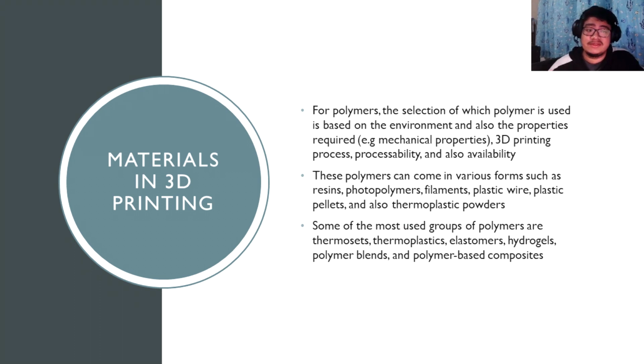For polymers, the selection is based on the environment and the properties required for the desired product. These polymers can come in various forms such as resins, photopolymers, filaments, plastic wires, pellets, and powders. Some of the most used polymers are thermosets, thermoplastics, elastomers, hydrogels, polymer blends, and polymer-based composites.